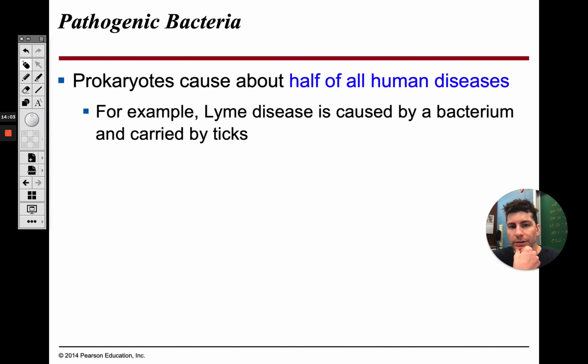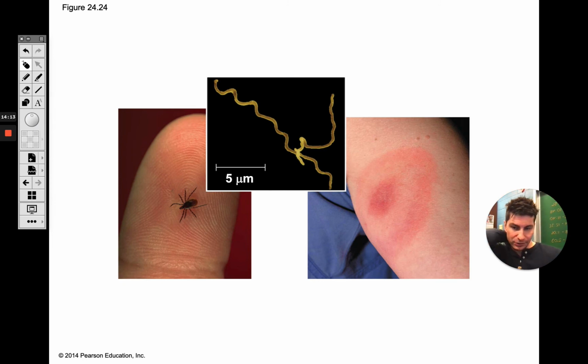With our prokaryotes, guys, they do cause about half of all of our human diseases. The example your book gives is one on Lyme disease. That is a disease carried by ticks. If you guys have ever seen, sorry, the bell. If you guys have ever seen this kind of thing, all right, you might have gotten bit by a tick with Lyme disease. Symptoms, you could have pain, you could have mood changes, joint pain, vision changes.